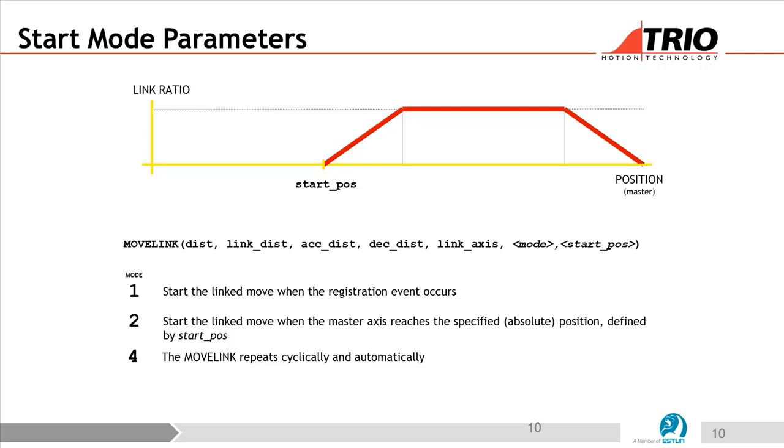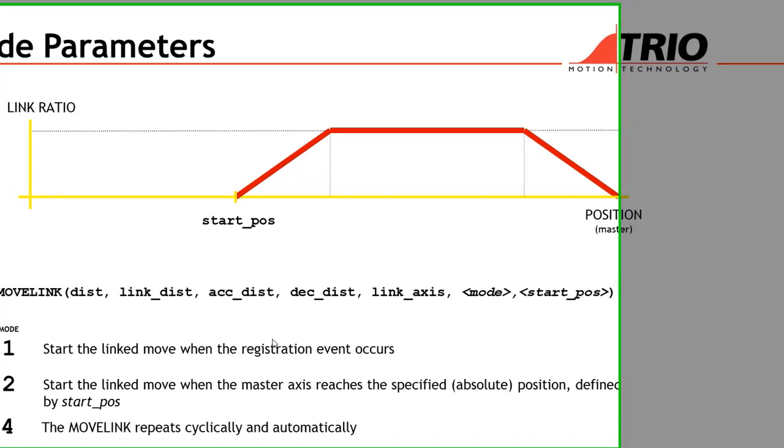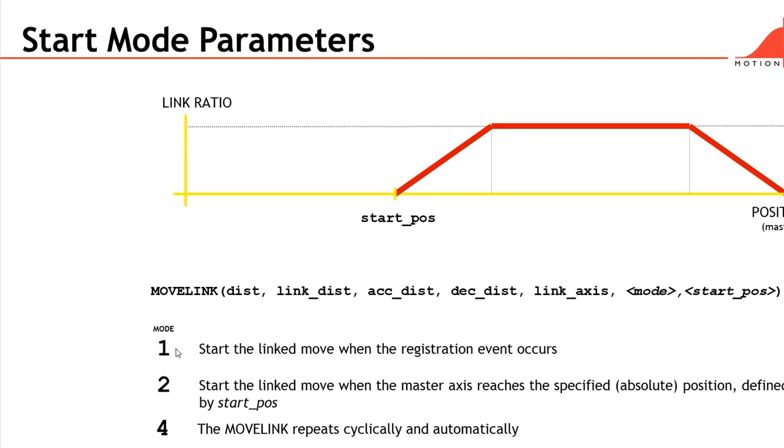So to do that, we can actually preload the MoveLink with a starting mode. You preload the MoveLink with this mode set here, and if it's a 1, it's looking for something called a registration event. This means that it's a special input that is looking for this rising or falling edge from a sensor. If you've got option 2, it's looking for a particular position on the master axis, and you put that position in the extra parameter on the end there.